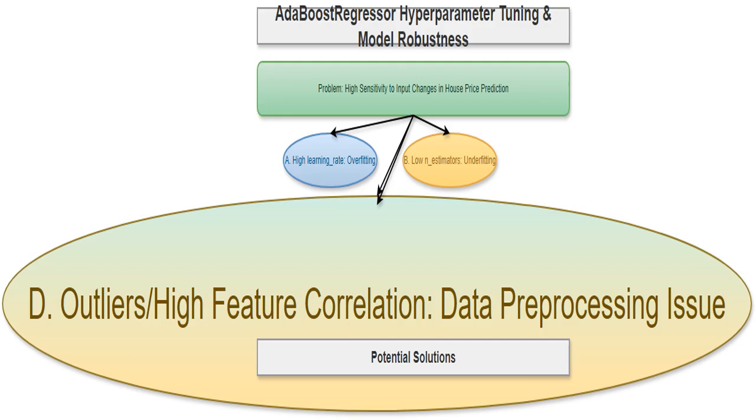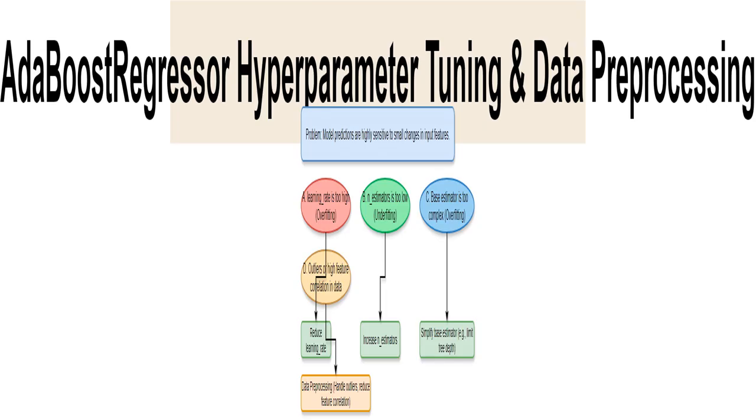This is another consideration. Outliers, unusual data points, or high correlations between features can throw off the model. If the data has these problems, the model's predictions could be unpredictable, even without problems with AdaBoost's hyperparameters. However, this is not the main focus of the current problem, as the question specifically points to the model's sensitivity to minor changes in inputs. Let's keep that in mind for later. I'm focusing on how to tune AdaBoostRegressor's settings and prepare the data to make a more accurate house price prediction model.